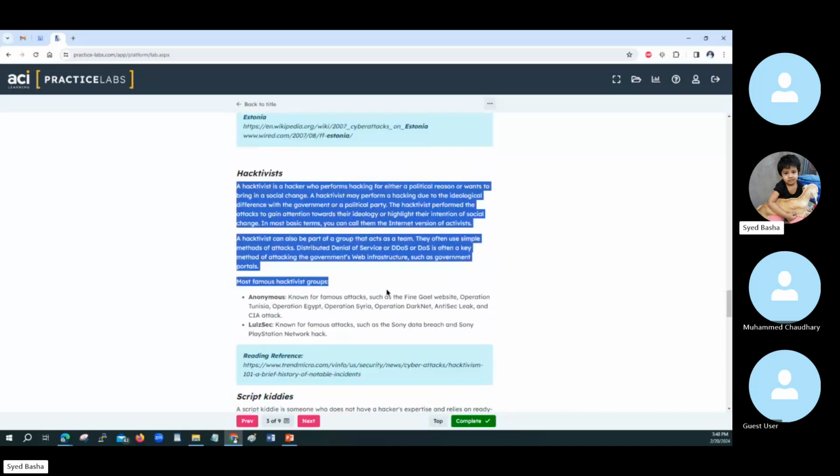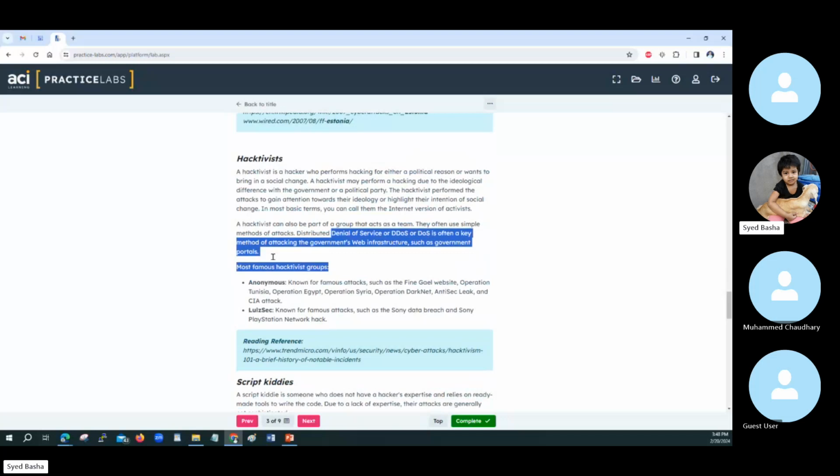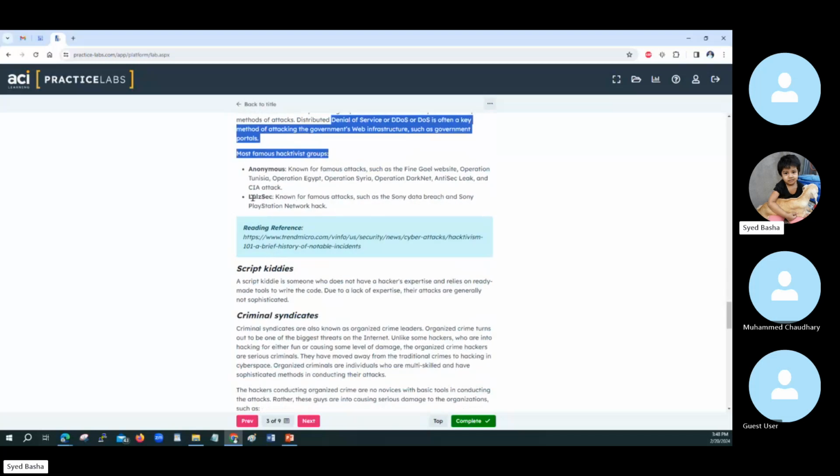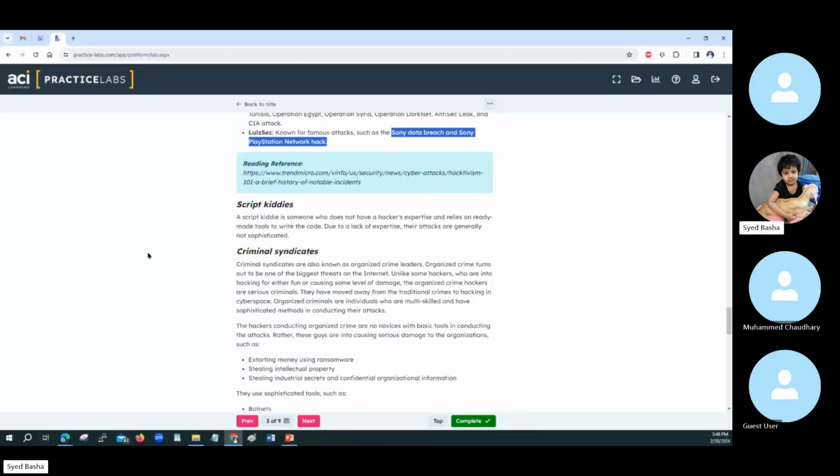We have discussed the hacktivists. They have a political agenda. They distribute denial of service attacks and all. There are some sort of attacks like LulzSec, known for famous attacks such as the Sony data breach and the Sony PlayStation Network hack. You can read this here. This is another huge attack which happened at Sony, the PlayStation. I really recommend you to read this again.